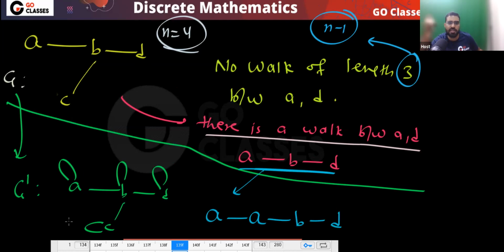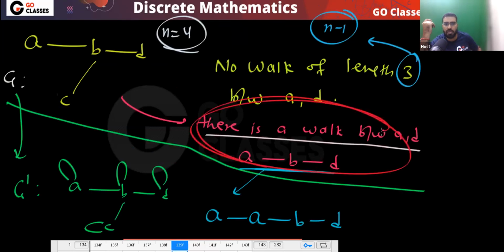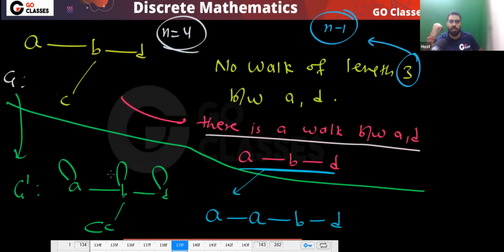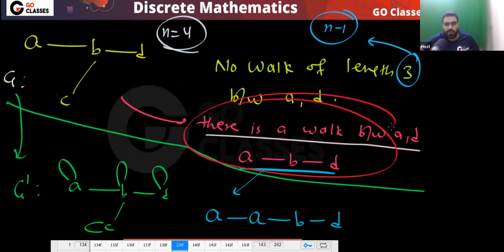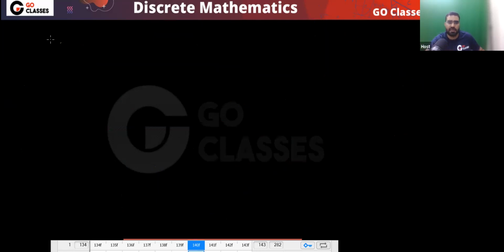So this is something interesting: once you put all the self loops, then every walk in G gives a walk of exactly n minus 1 length in G dash. This is interesting. So this is a note you can take.